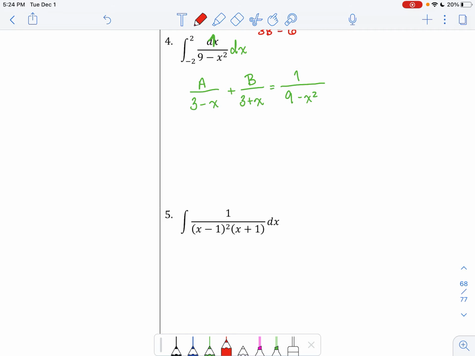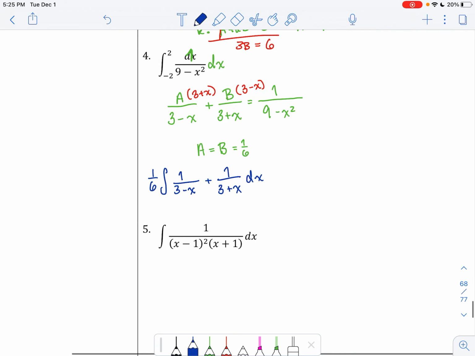Common denominator is going to give us a times 3 plus x, b times 3 minus x. I'll let you do the algebra, but we end up with both a and b equal to 1/6. So when we substitute that in, I'm just going to factor out a 1/6 and leave behind 1 over 3 minus x plus 1 over 3 plus x dx.